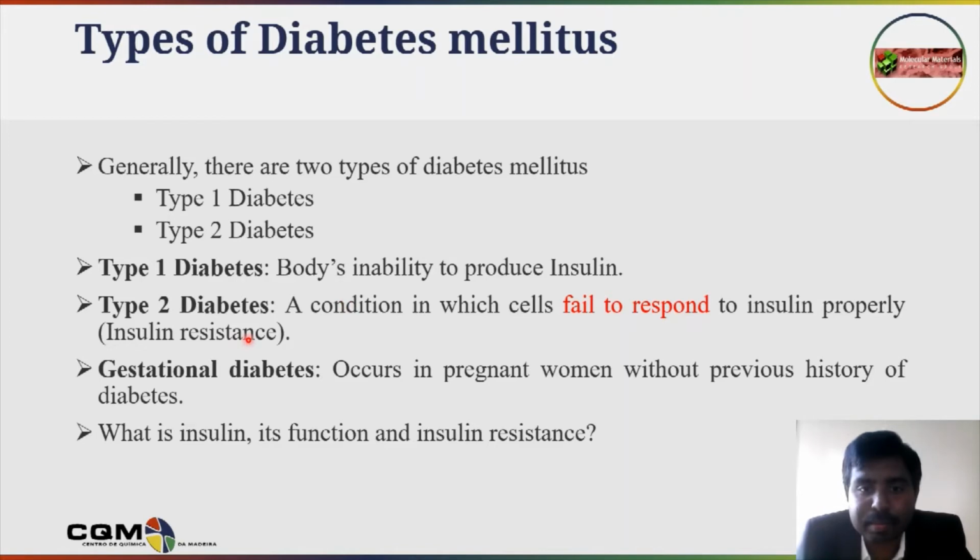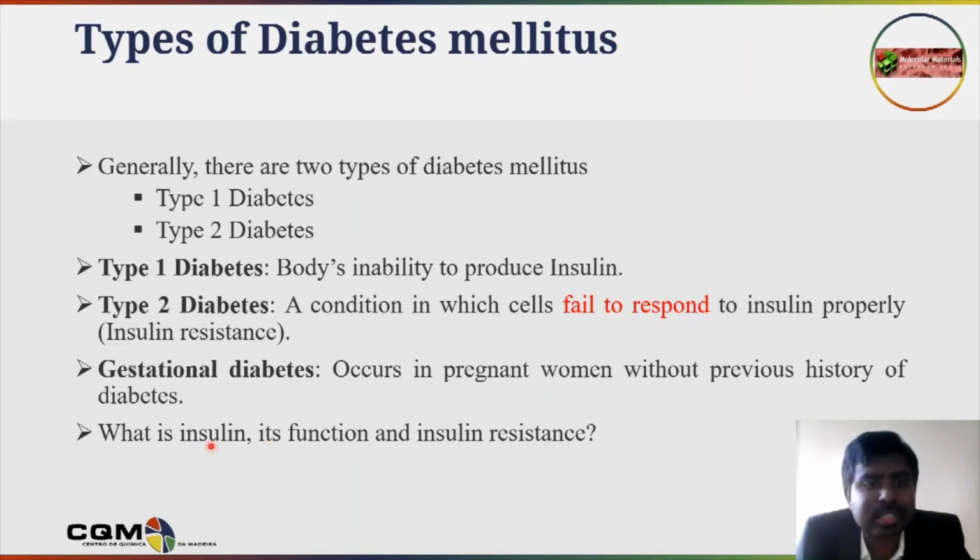But in type 2 diabetes, insulin will be produced, but your cells fail to respond to insulin properly, which is a condition called insulin resistance. So that is type 2 diabetes. In type 2 diabetes patients, insulin will be secreted, but it cannot be utilized by the cells. And there is a third type, which is gestational diabetes, which is also similar to type 2 diabetes, but it occurs only in pregnant women during pregnancy.